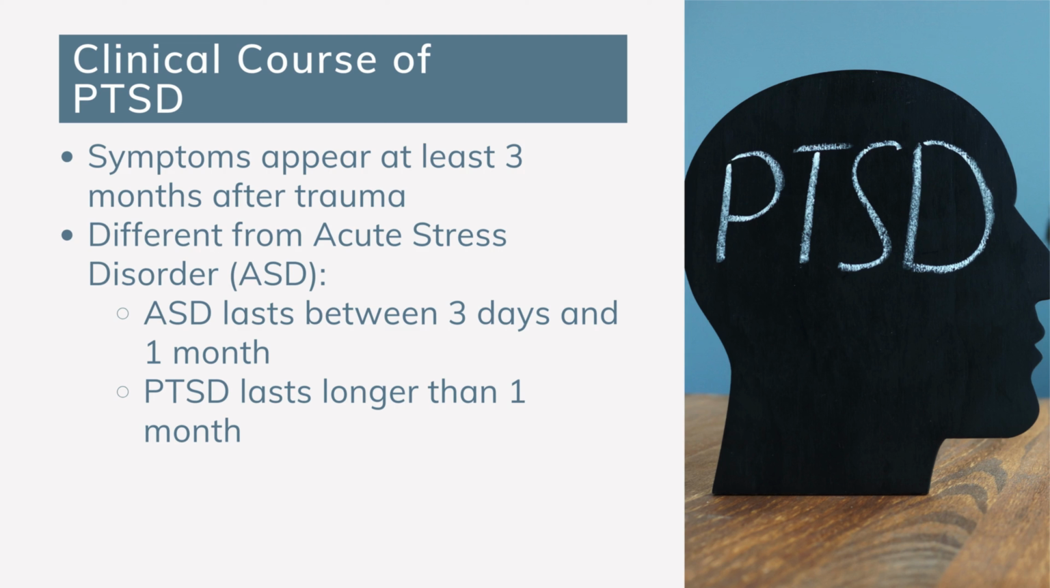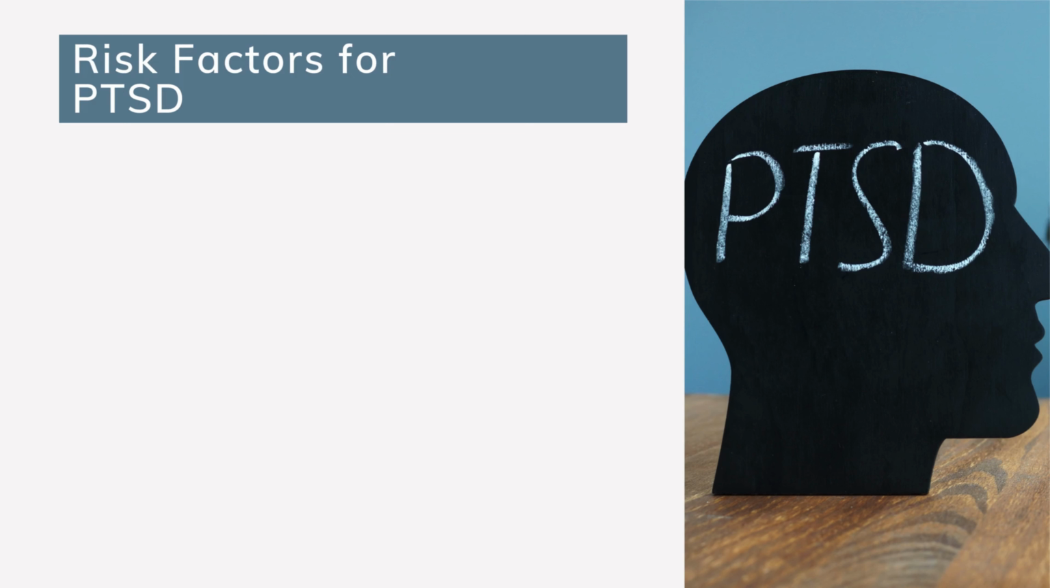PTSD does not always appear immediately after trauma. Some individuals develop symptoms weeks, months, or even years later. Some people first develop acute stress disorder or ASD, which lasts between 3 days to 1 month. If symptoms persist beyond 1 month, PTSD is diagnosed. Not everyone who experiences trauma develops PTSD. Some people recover quickly while others struggle for years.